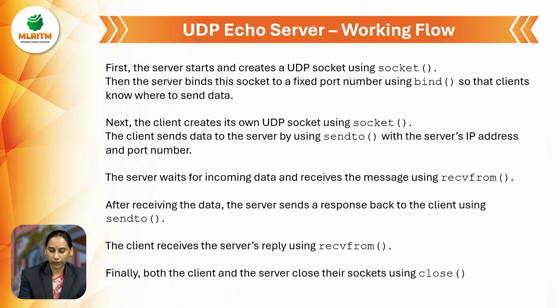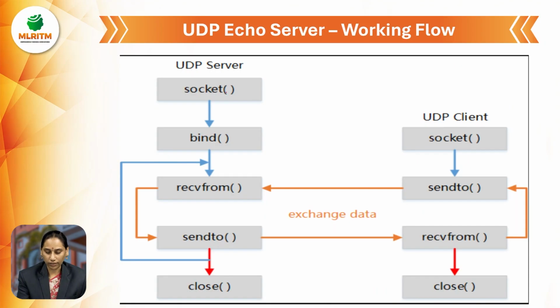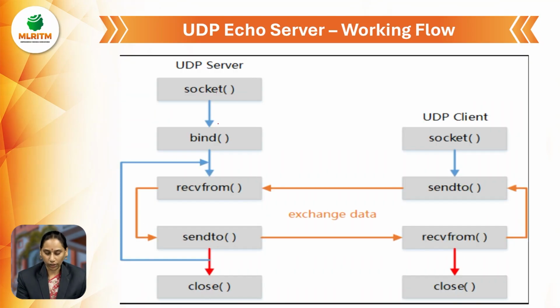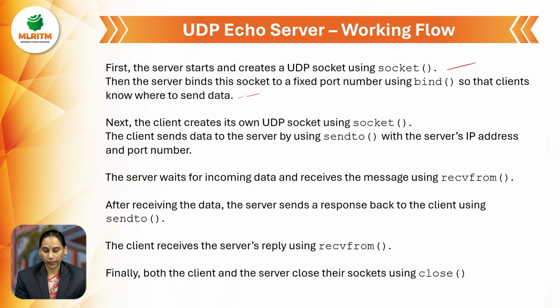First, the server starts and creates a UDP socket using the socket function. Then the server binds the socket to a fixed port number using the bind function so that the client knows where to send data. Next, the client creates its own UDP socket using the socket function.